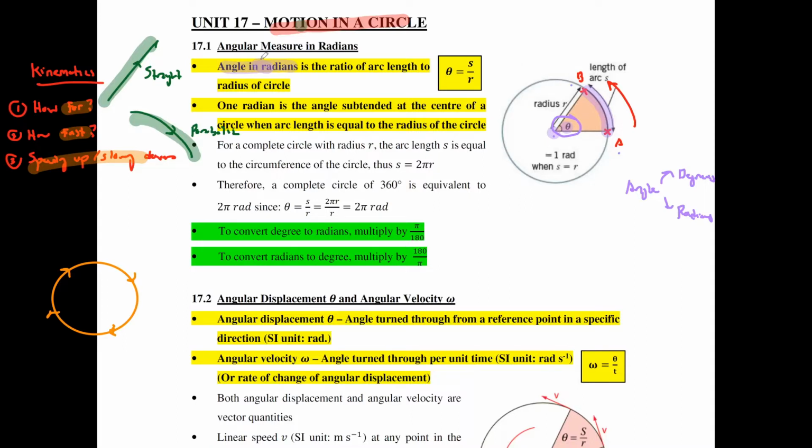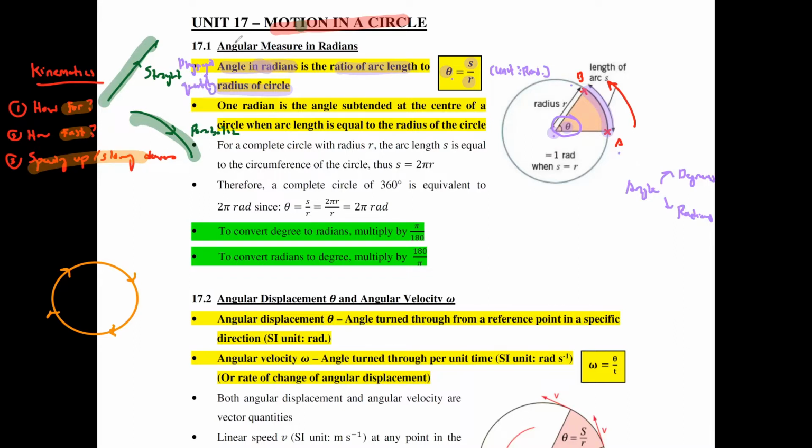We define angle in radians as just the ratio of arc length to radius of circle. You may have seen this equation before, where angle in radians for a circle is actually the arc length divided by your radius. So this one gives you angle in radians. This one is angle where the unit is radian. Now this one is actually the definition of your physical quantity.